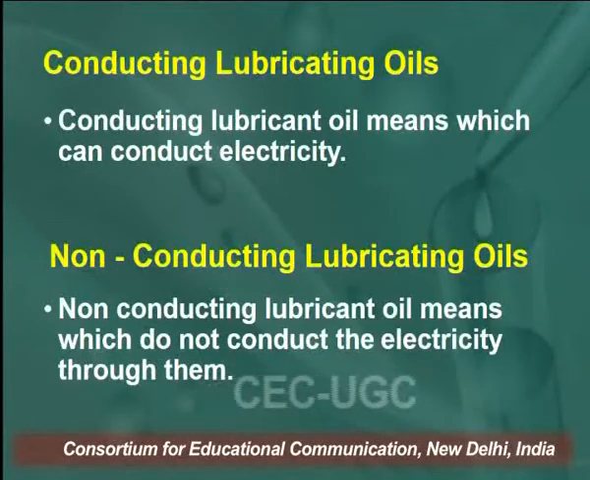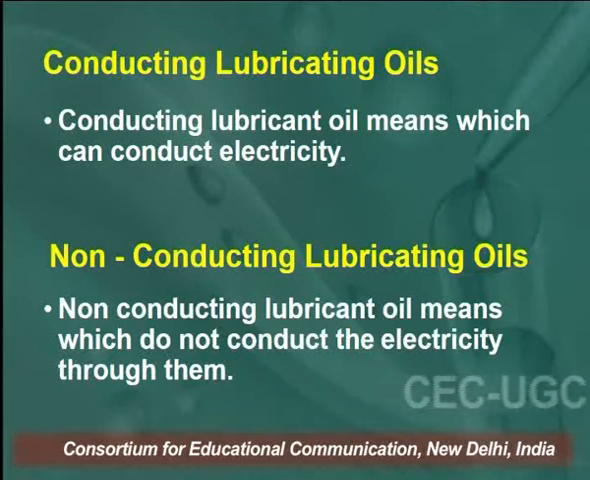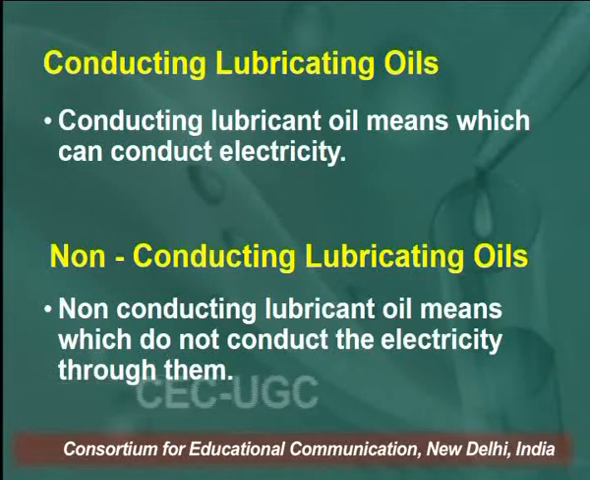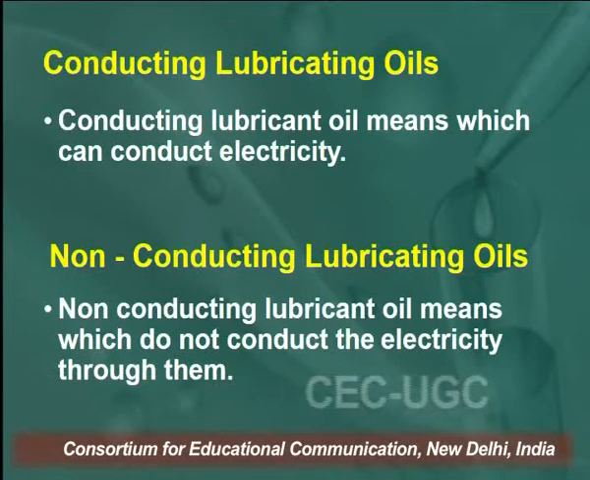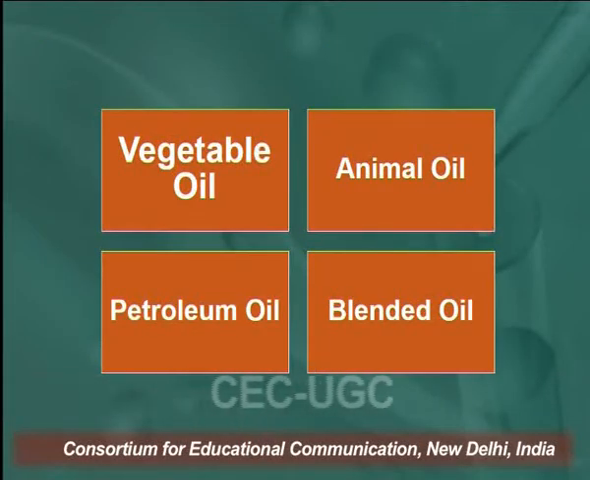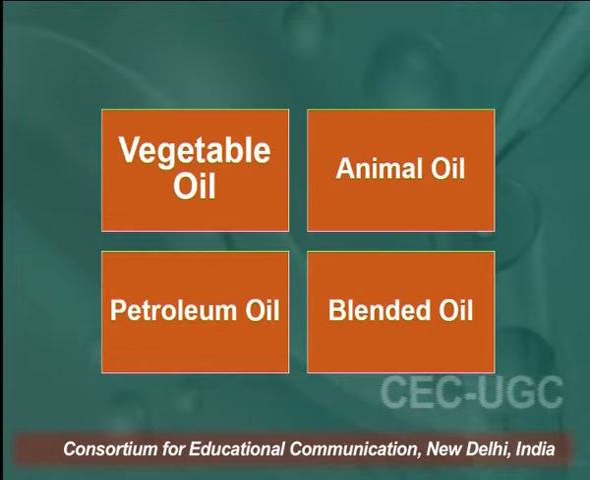There are two types of lubricating oils: conducting lubricating oil, which can conduct electricity, and non-conducting lubricating oil, which does not conduct electricity through it. Now the lubricating oils can be of four types: vegetable oil, animal oil, petroleum oil and blended oil.